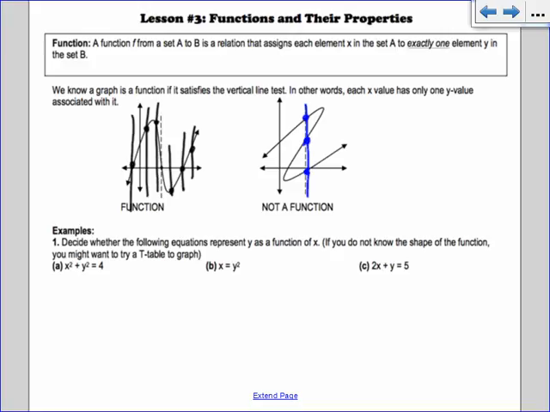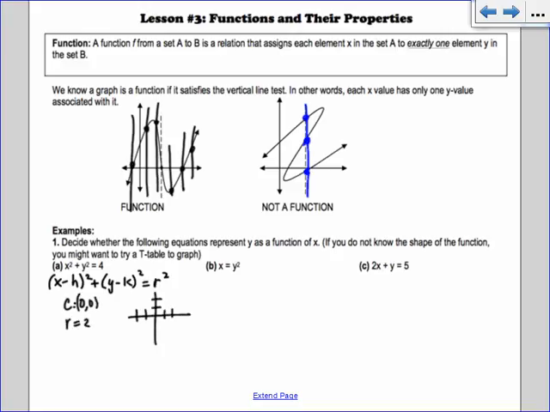All right, so number 1, it says decide whether the following equations represent y as a function of x. And it says if you do not know the shape of the function, you might want to try a t-table to graph it. Okay, so the first one that we have is x squared plus y squared equals 4. Does anybody know what this is? What shape is it? Yeah, Lauren. It is a circle because it's in the form x minus h squared plus y minus k squared equals r squared. So it may have been a while since we've talked about circles, but it's in a circle form. So the center is 0, 0, and your radius is 2.